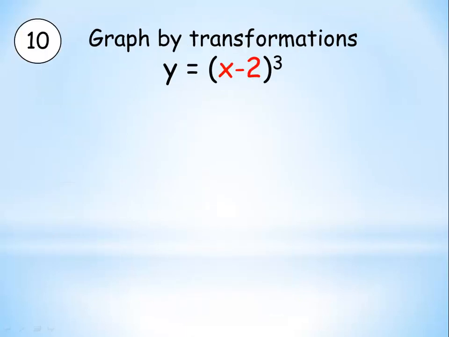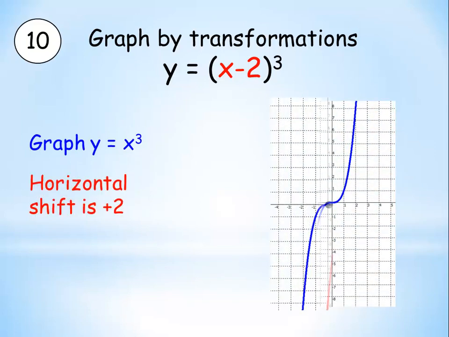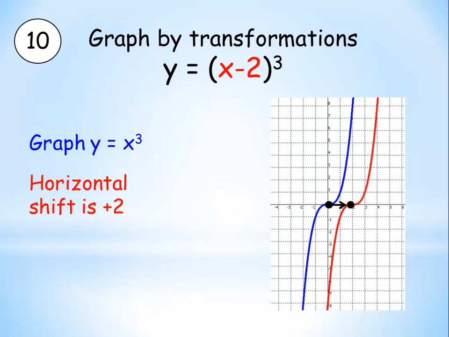Now let's graph y equals (x minus 2) raised to the 3rd power. Begin with the parent graph. Then take care of the horizontal shift, +2. Simply move the inflection point 2 units to the right. Our new inflection point is (2, 0).